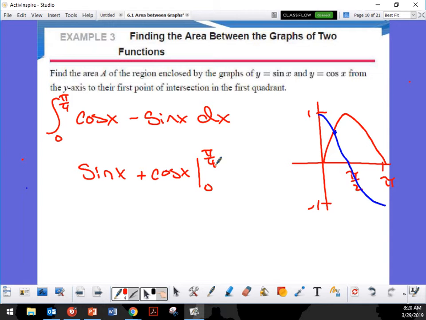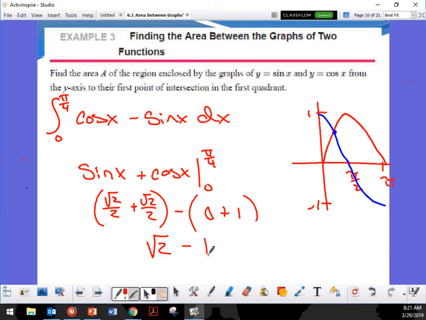So right here, sine at pi over 4 is rad 2 over 2, and cosine at pi over 4 is rad 2 over 2. Minus the lower bound: sine at 0 is 0, cosine at 0 is 1. As I add those together, I get 2 rad 2 over 2, which is just rad 2, minus 1. That's the area in between those two curves.